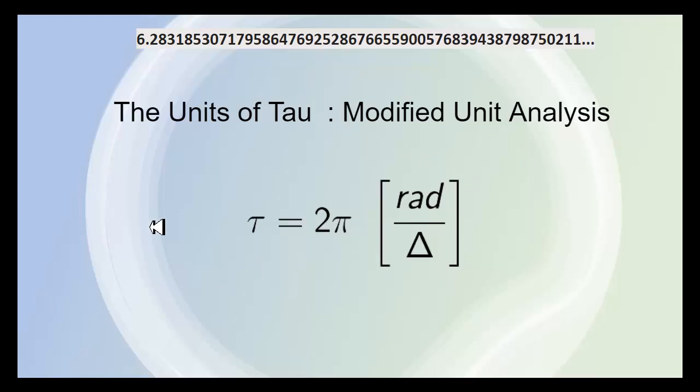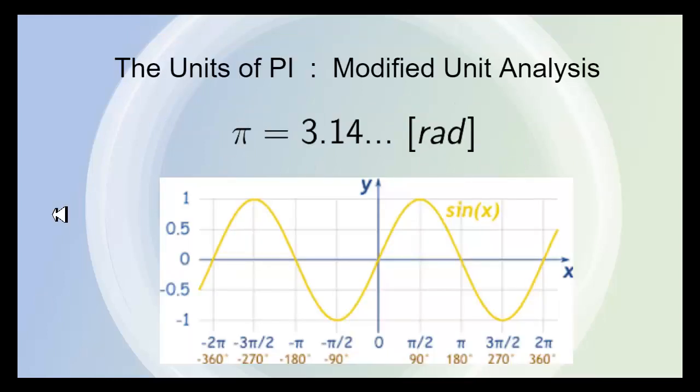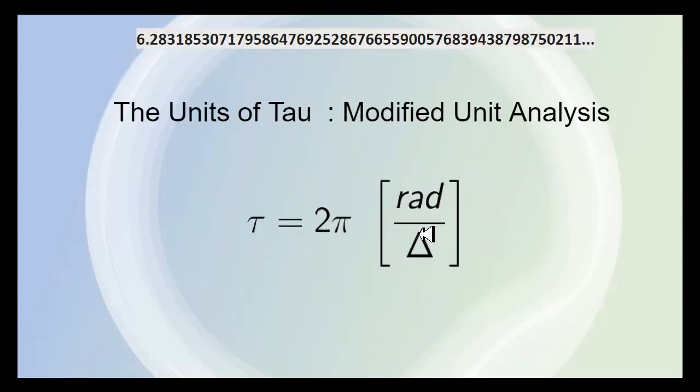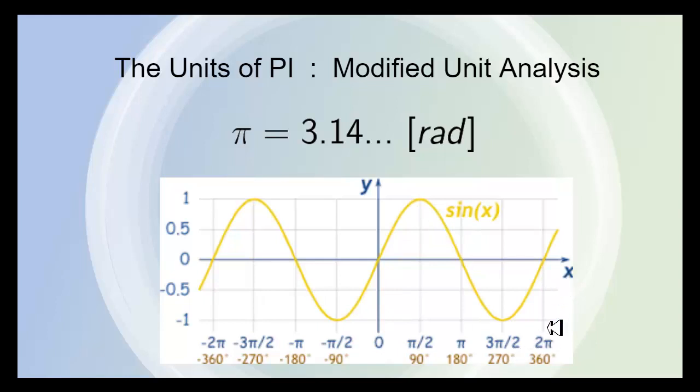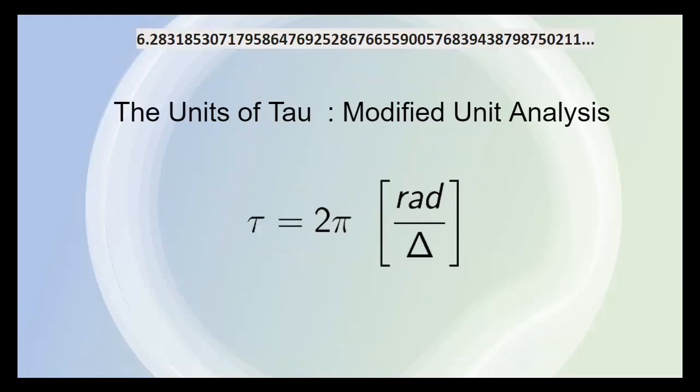Okay, so in modified unit analysis, the units of pi are just radians because pi is only half a cycle. So pi can't have units radians per cycle. But 2 pi can, because 2 pi is the end of 1 cycle. 2 pi is the completion of the cycle. And so in modified unit analysis, I assign to tau the units of radians per cycle.